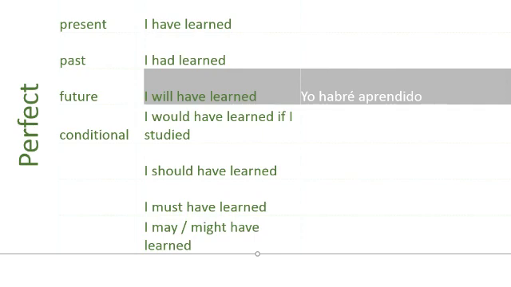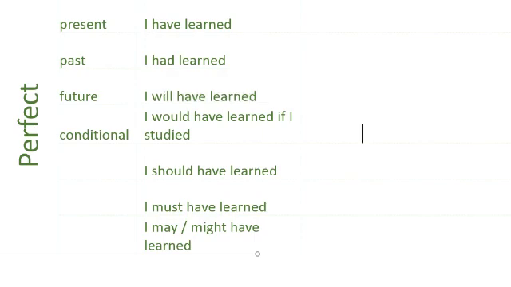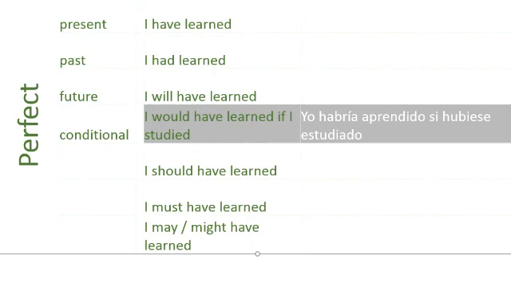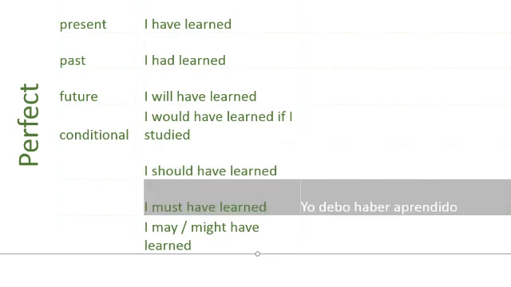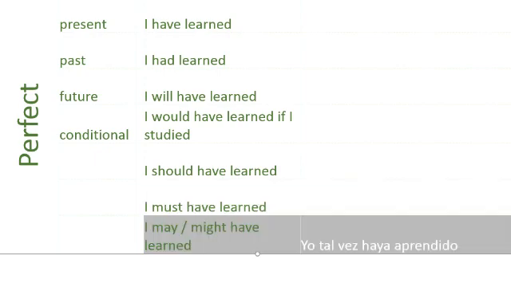Conditional, I would have learned if I studied. Yo habría aprendido si hubiese estudiado. I should have learned. Yo debería haber aprendido. I must have learned. Yo debo haber aprendido. I might have learned. Yo tal vez haya aprendido.